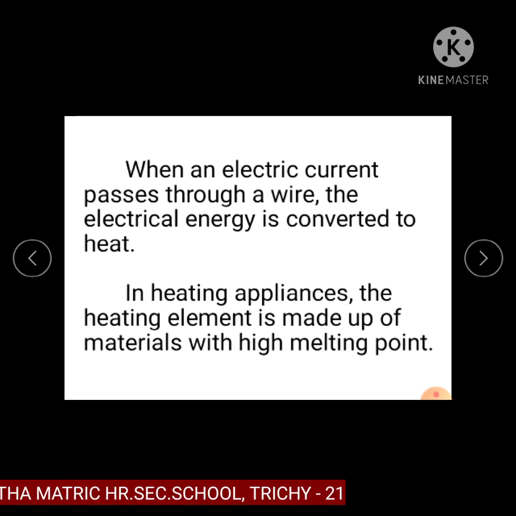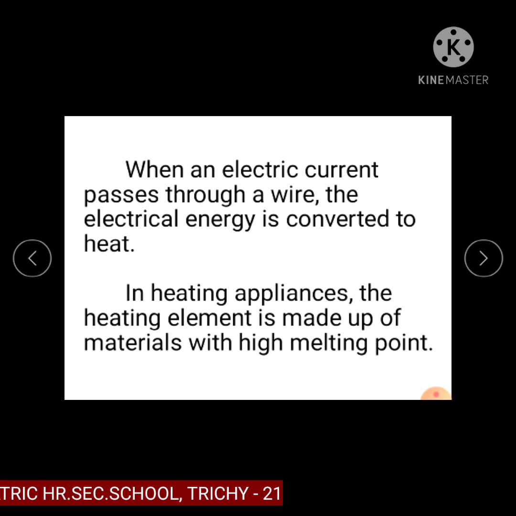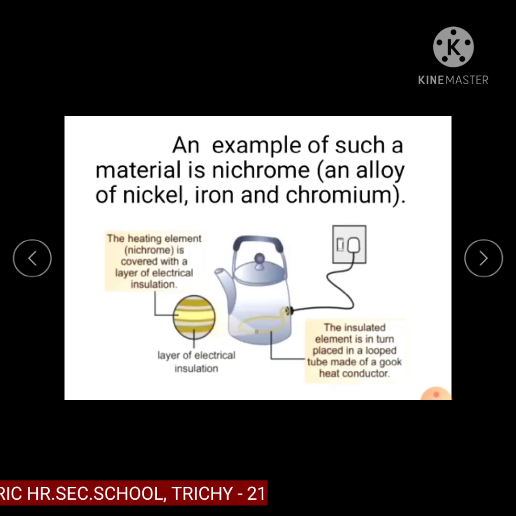In heating appliances, the heating element is made up of a material with a high melting point. An example of such a material is nichrome. Nichrome is an alloy of nickel, iron and chromium.